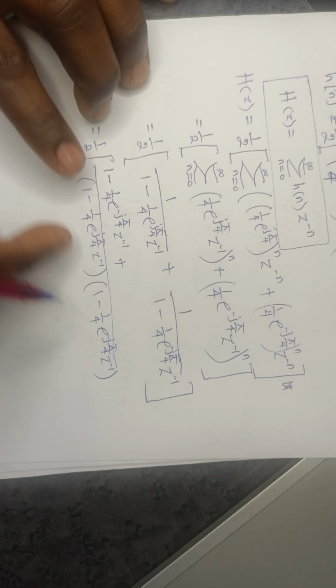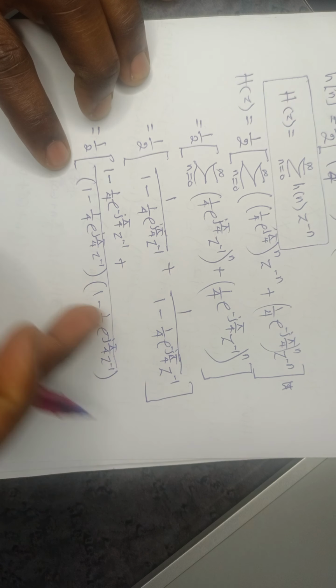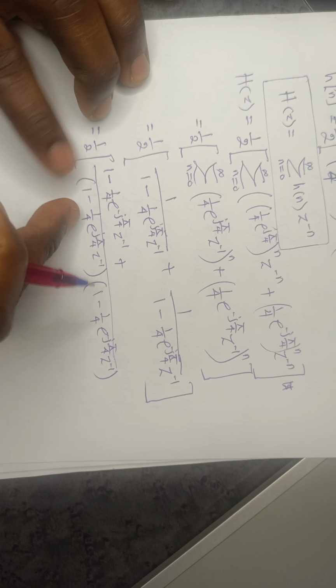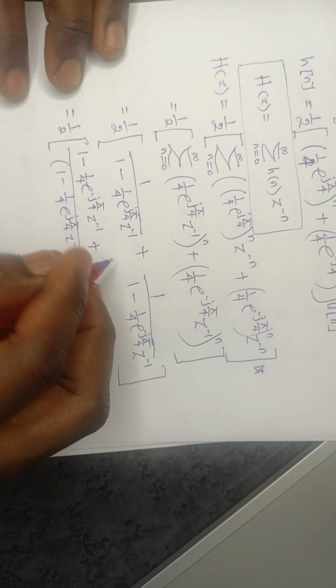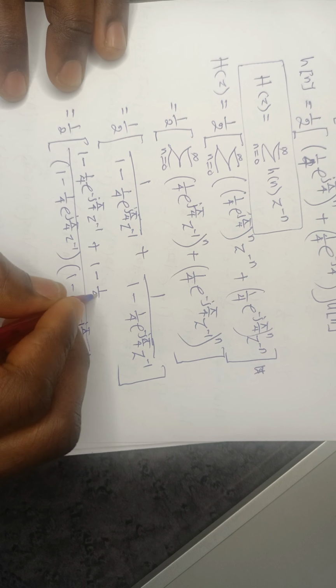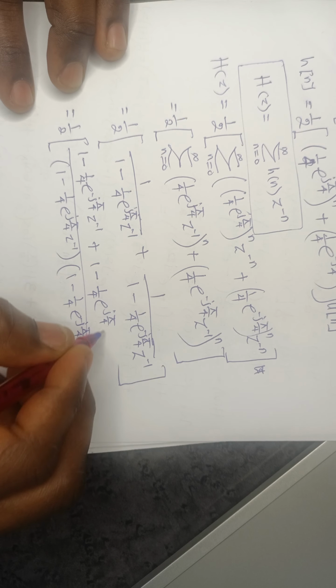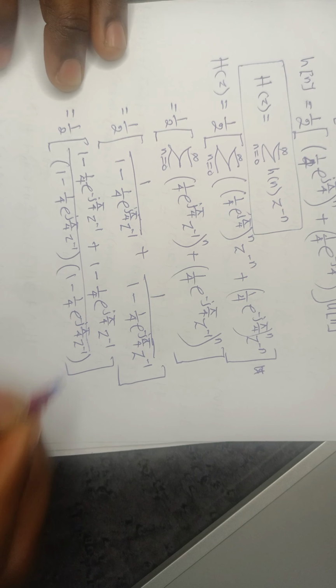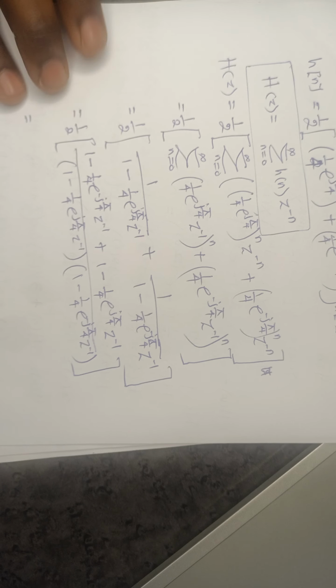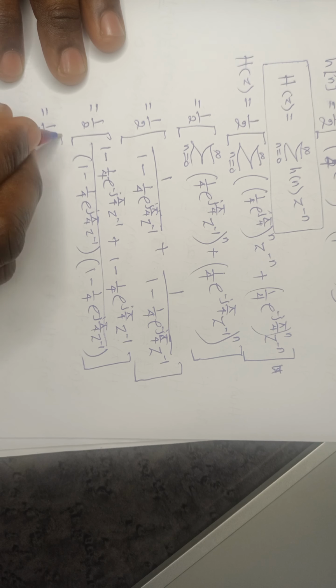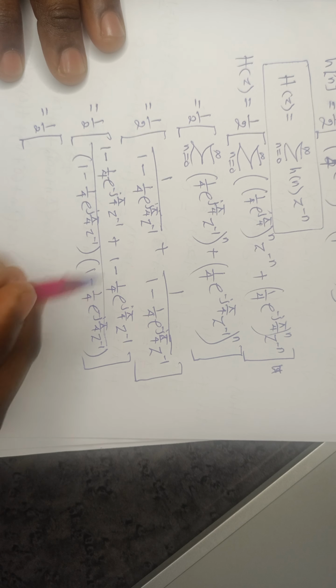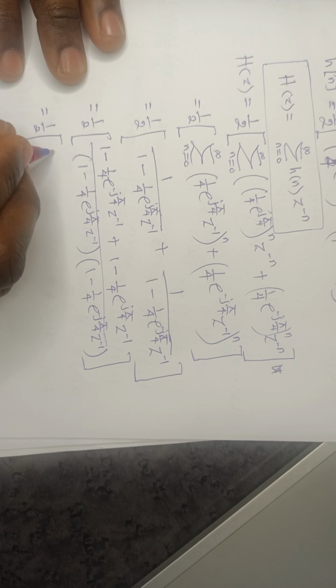Then plus, now this also, this and this will cancel this. We are left with this, and it is going to multiply 1. And you have 1 minus 1 all over 4 e raised to the power j pi all over 4 z raised to the power minus 1. So that's the expression we're going to come up with at the end of the day. So this is going to be 1 plus 1 here is going to be 2, right?